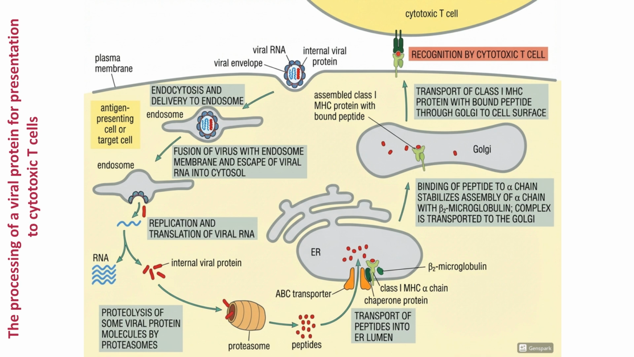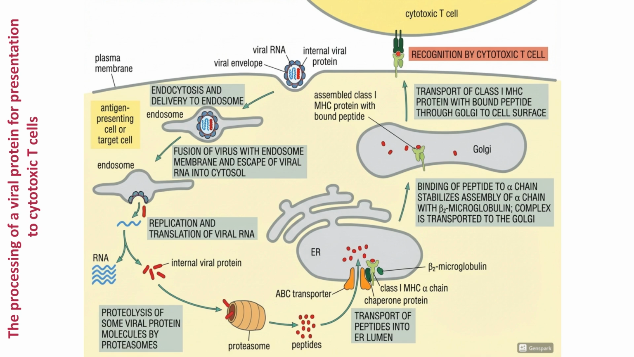This diagram shows how infected cells process endogenous antigens, particularly viral proteins, for presentation to cytotoxic T cells. This pathway operates in all nucleated cells. When a virus infects a cell, it takes over the cellular machinery to produce viral proteins in the cytoplasm. Some of these viral proteins are tagged for degradation by ubiquitin and are broken down by proteasomes into short peptides, typically 8 to 10 amino acids.